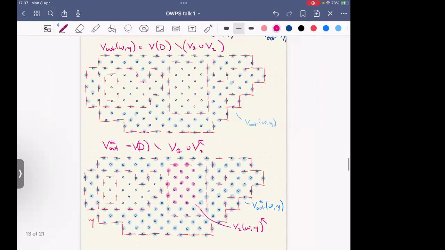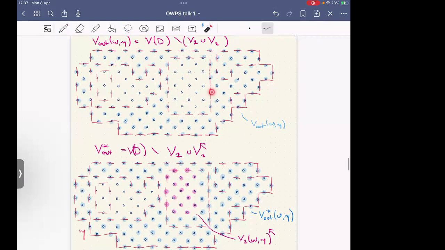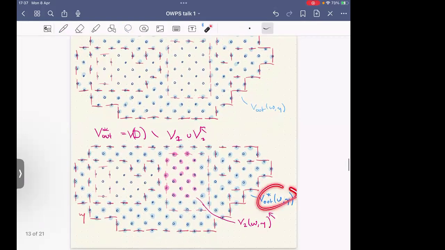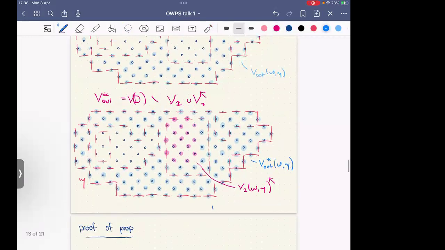Okay, so here's a nice picture. Here's V out. Everything that's just not in a cluster or on the edge of a cluster. So this one is fine. And then V out star is the same, but we've shifted our dual clusters up and to the left by 1. Okay, great. Little note: the size of V out and V out star is the same.